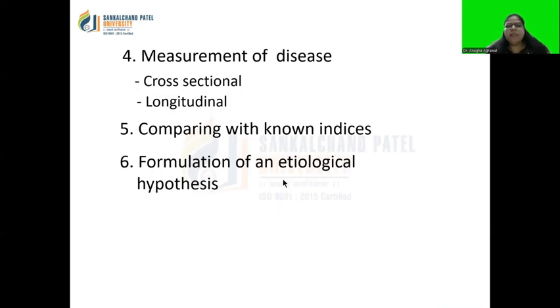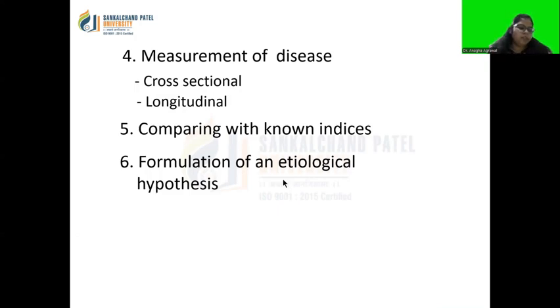And finally, formulation of etiological hypothesis. Once you get all this data and you arrange that data, you'll come to know what may be the etiological factors for that particular disease. Why is this disease more in this particular community? So accordingly, you can frame a hypothesis.